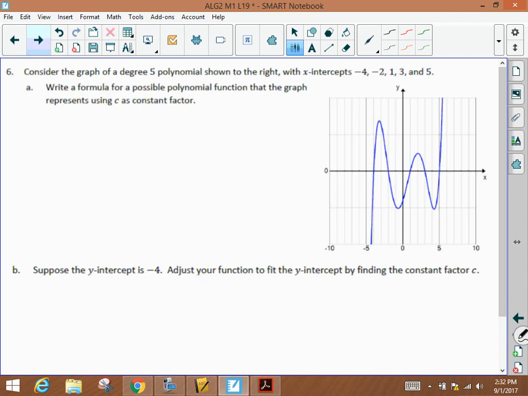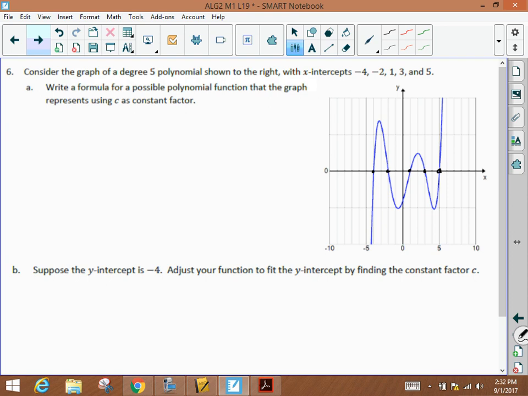So look, this is a fifth degree polynomial. It has x-intercepts at -4, -2, 1, 3, and 5. And we can see that from the graph, right? -4, -2, 1, 3, and 5. There they are, right? Let's write a formula for a possible polynomial function that the graph represents.